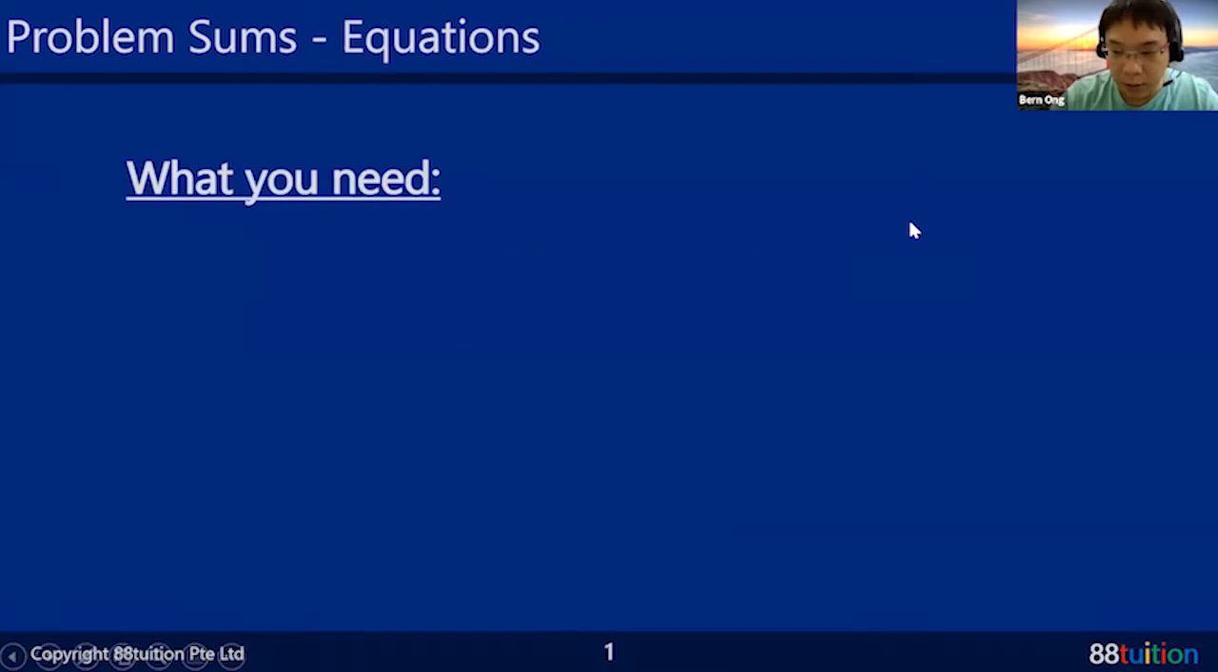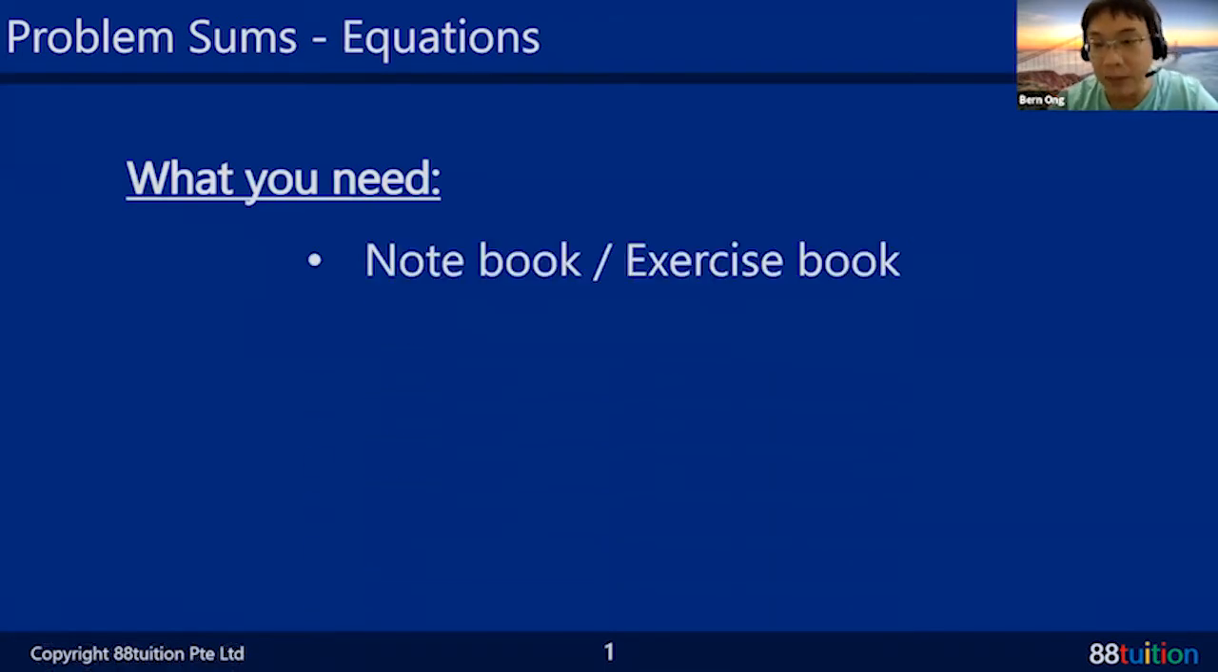So what do you need for this lesson? If you can have an exercise book with you, that would be incredible. Whatever important notes you want, you can write them in and make it neat, make it nice, make it colorful so that this becomes your notebook. Anytime you need to refer to it, just flip it open.